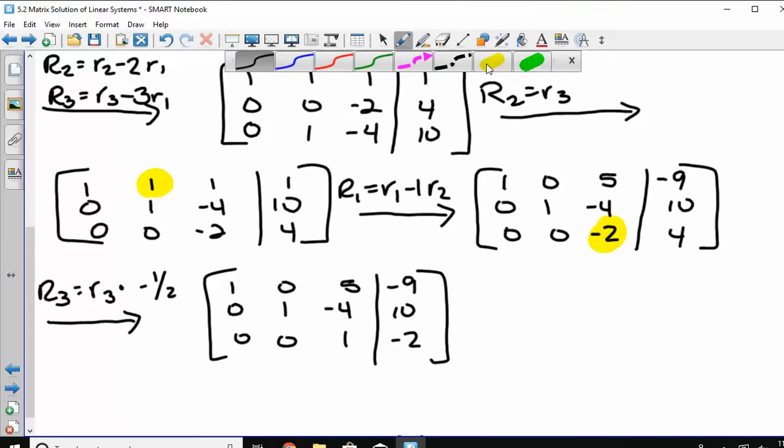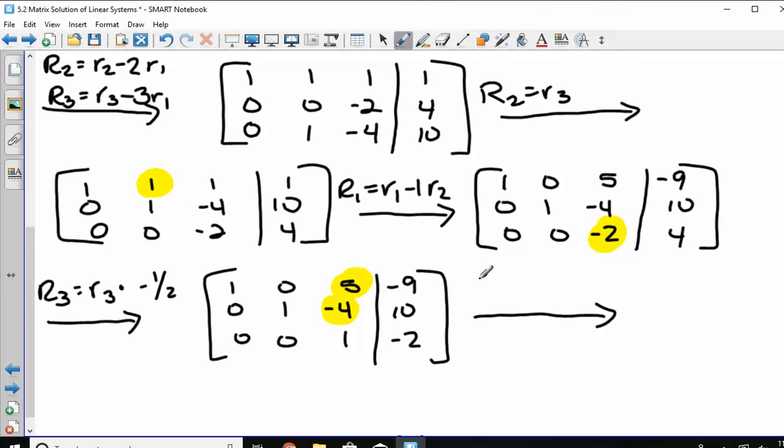Alright, we need zeros everywhere else in that column, so we're going to do both of those in one final matrix. So row 1 equals row 1. It's positive 5, so I subtract 5 of row 3. Row 2 equals row 2. It's negative 4, so we add 4 of row 3.